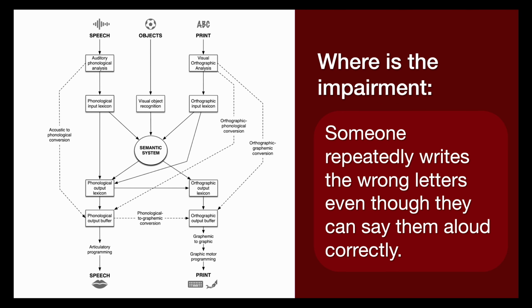Where is the impairment when someone repeatedly writes the wrong letters, even though they can say them aloud correctly? This would be the graphemic to graphic process. Because they have retrieved the right letters, they've sequenced them right, as shown by the fact that they can say them out loud, but they're writing incorrect letters. It possibly could happen here, but you're more likely to see lines that don't really resemble letters correctly.